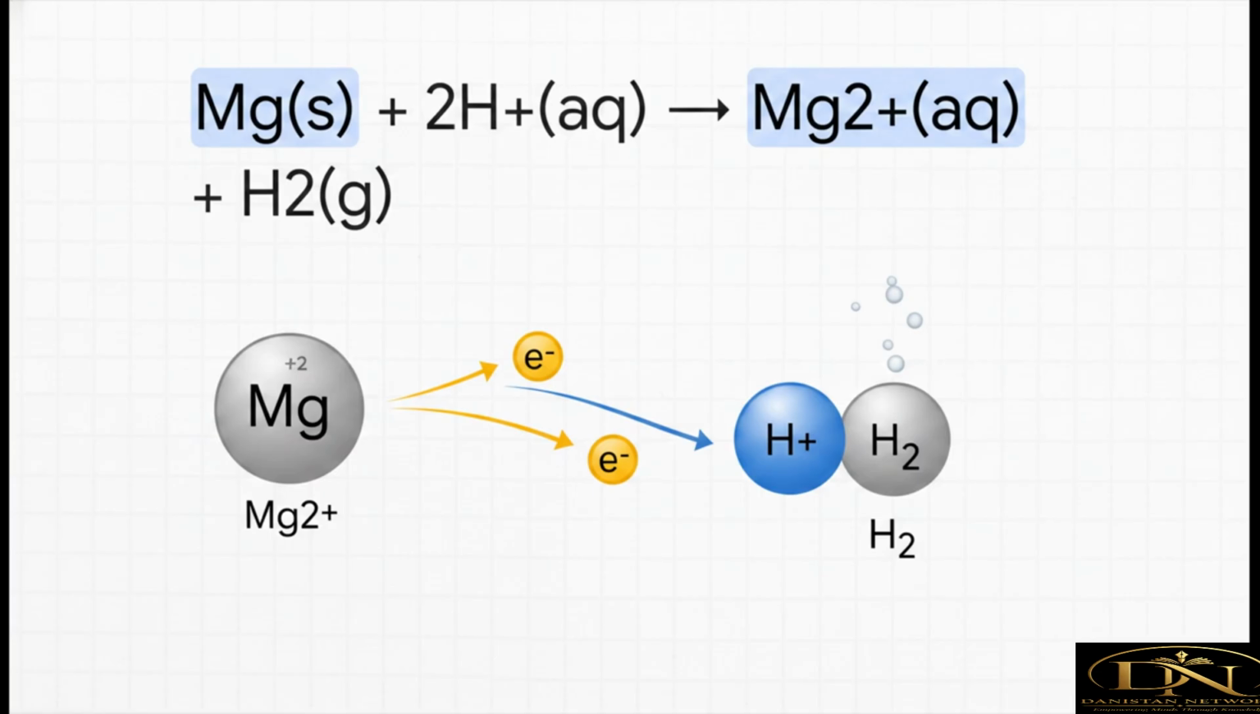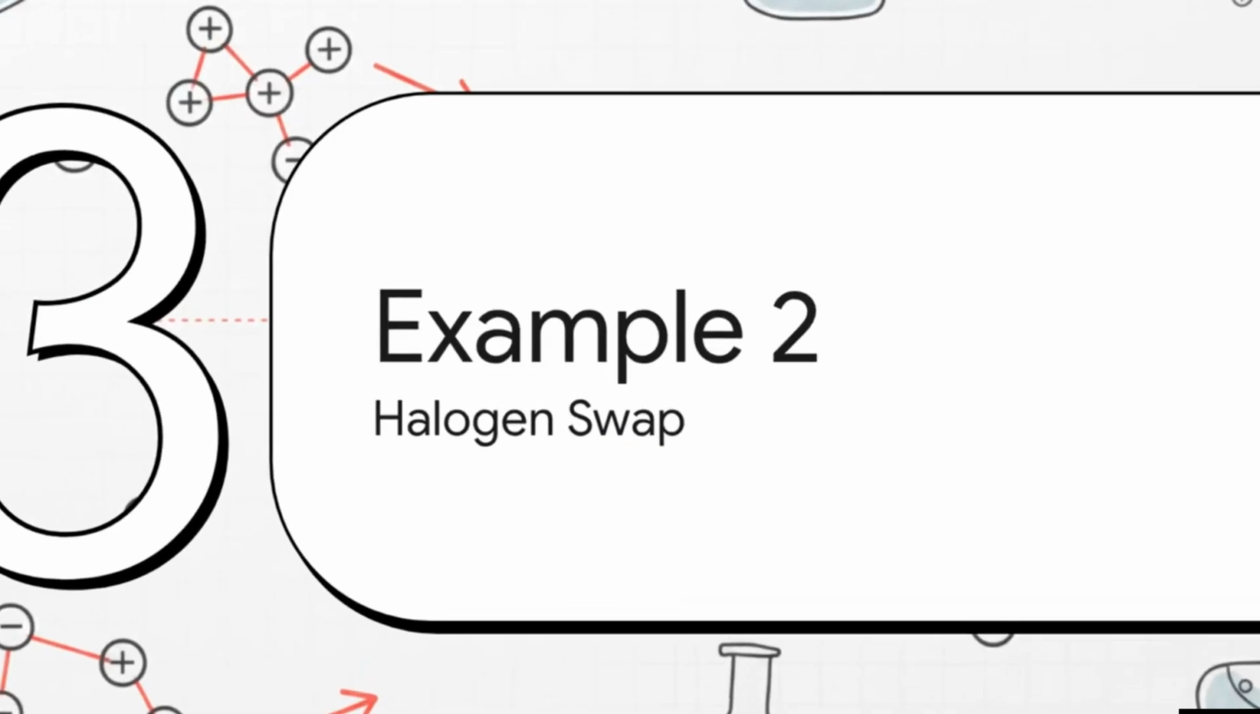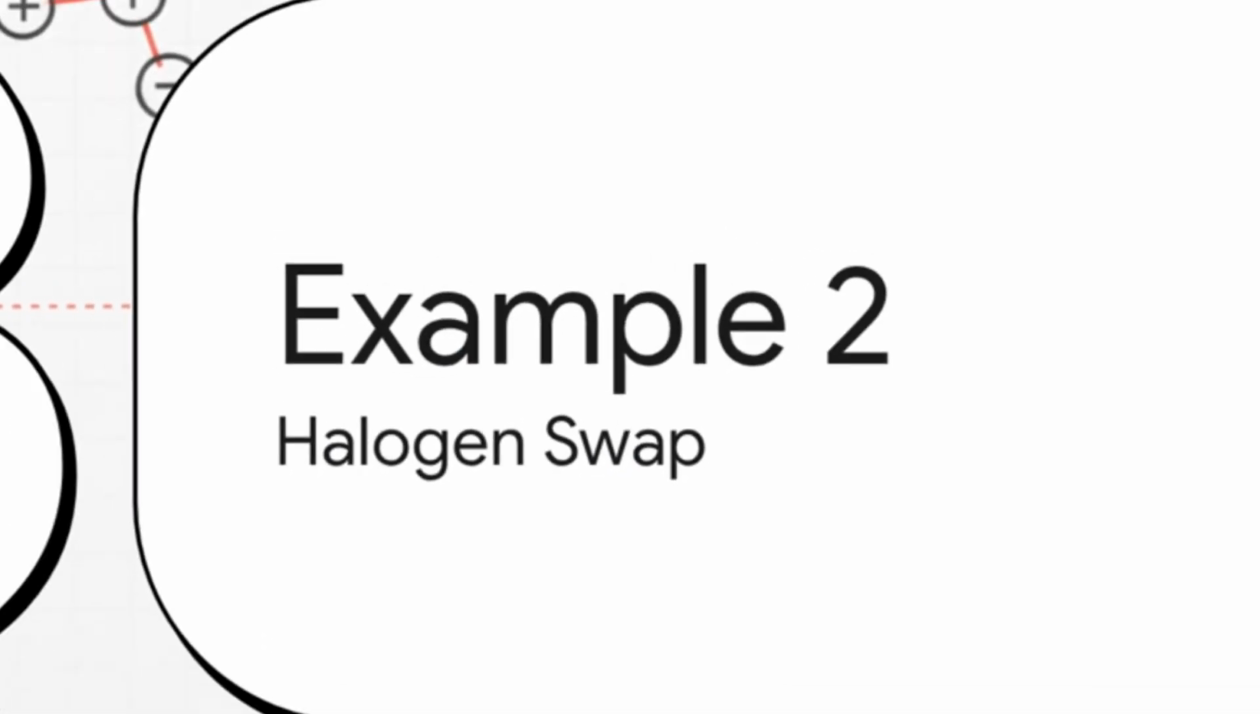Now the real story is so much clearer. A solid magnesium atom reacts with 2 hydrogen ions, turning into a magnesium ion and forming a molecule of hydrogen gas. It's clean, it's simple, and it's all action. Let's do one more, just to make sure we've got this down.